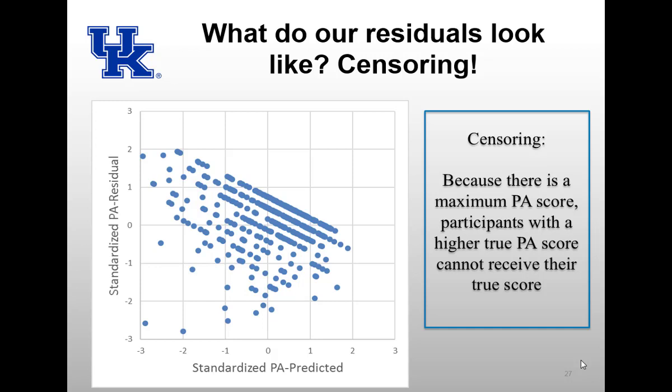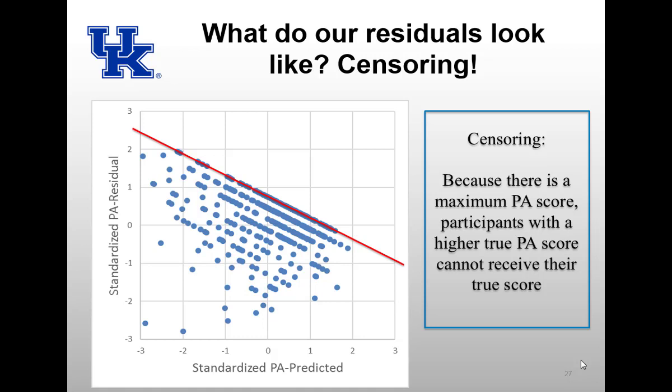Censoring is what happens when there's a maximum possible score. These items were Likert type items, so the most you can do is strongly agree with all of them. So if you strongly agreed with every PA item, you get the maximum score. And a whole lot of people got the maximum score. Everyone whose residual is on this line, in fact, got that maximum score.